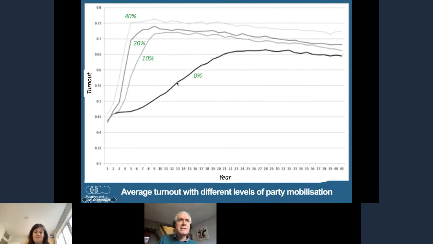This is where the parties are phoning people up and trying to persuade them to vote. So at a low level, there's some increase in the turnout, but you get higher levels of turnout with the high mobilization. But over time, whatever you do, it becomes not so much difference, and they tend to drop down in this model.